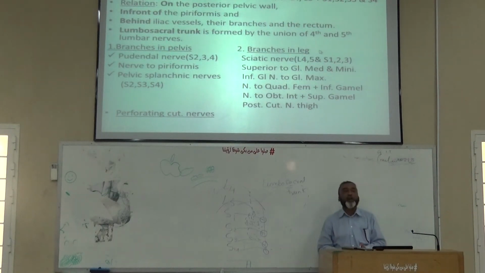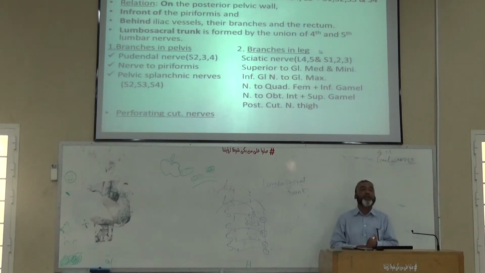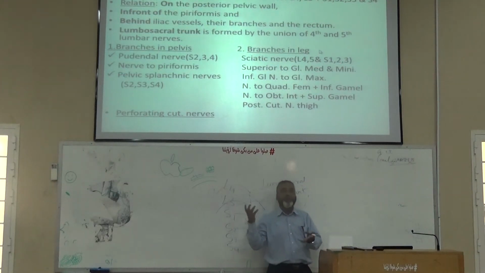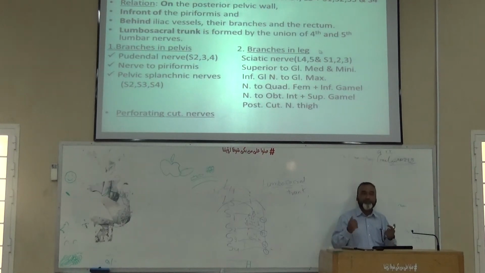Then the nerve to quadratus femoris. These are basically the muscles of the lower limb, the back of the thigh or the medial aspect of the thigh. The nerve to quadratus femoris also supplies the inferior gemellus. The nerve to obturator internus also supplies the superior gemellus. And the last one is the posterior cutaneous nerve of the thigh. The posterior cutaneous nerve, as the name indicates, supplies the posterior aspect of the thigh and the buttocks.